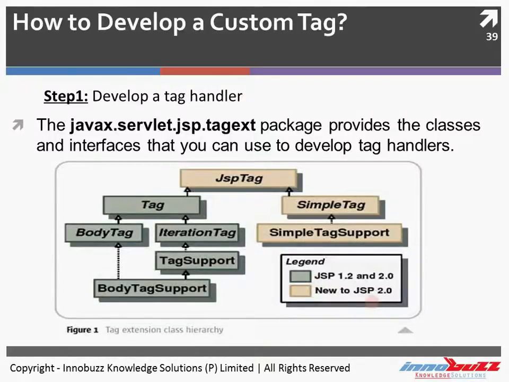Then there is a simple tag and simple tag support which have been added in a later version, that is JSP 2.0 onwards. So these are the classes which are required to be extended by any custom tag class to create the tag handler class. So currently we have these many tags which are used for creating custom tags.